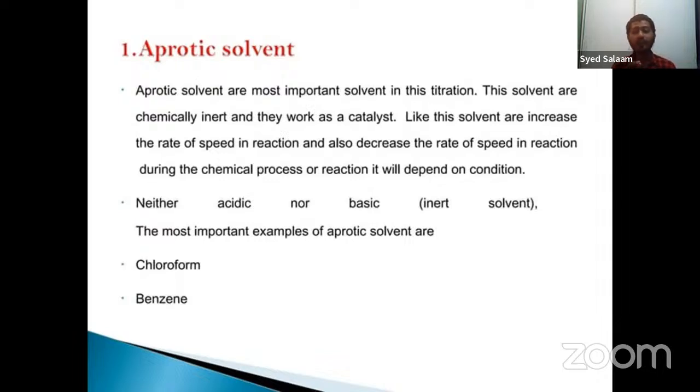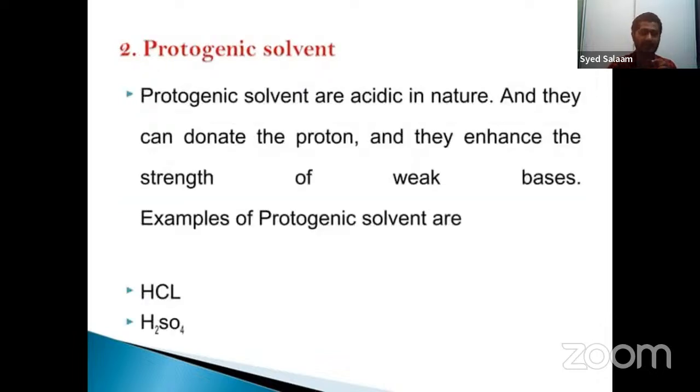For example, chloroform and benzene are aprotic solvents which do not react and do not have an acidic or basic nature, but still increase the rate of reaction. This means they do not show a leveling effect, but still help the reaction proceed faster.